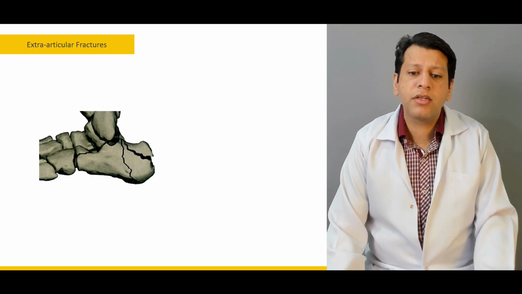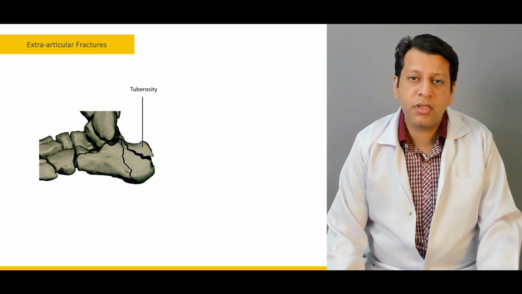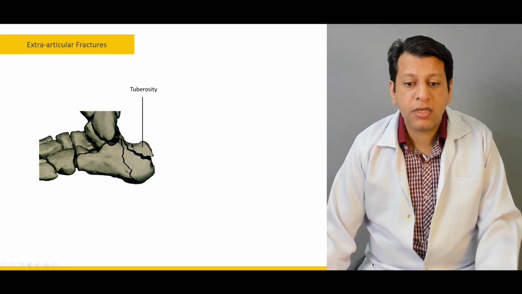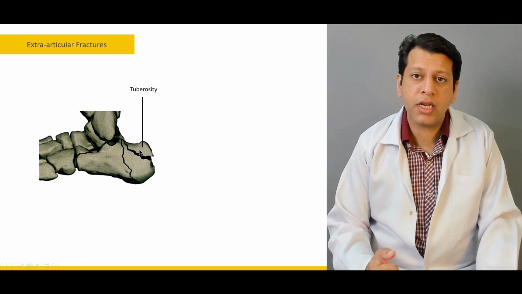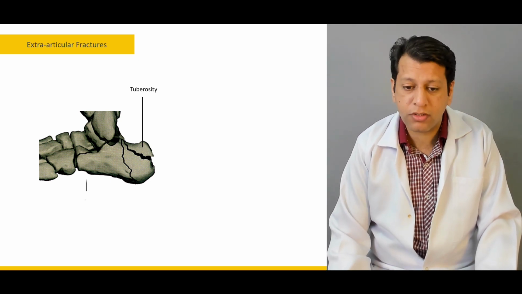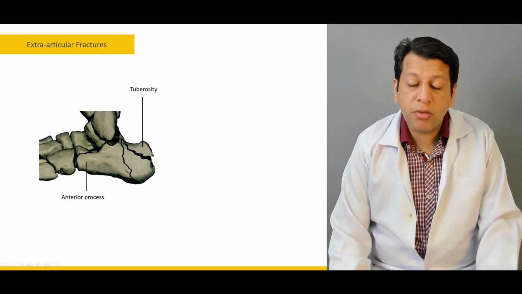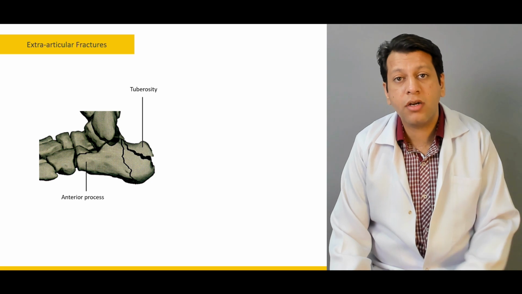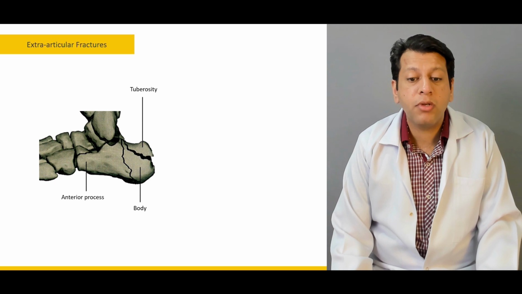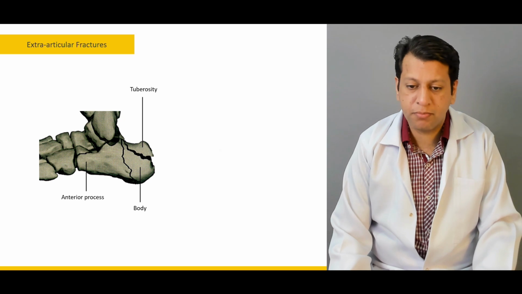Now, extra-articular fractures can be further subclassified, because there are different parts of the calcaneum. There is a tuberosity on which the tendon Achilles is attached, and as the tendon Achilles contracts, it avulses the tuberosity. So there may be an extra-articular avulsion fracture of the tuberosity. There's an anterior process which articulates with the cuboid. So there may be an associated extra-articular anterior process fracture which is not involving the calcaneal cuboid joint. Or there may be fractures of the body, which forms the main bulk of the calcaneum.